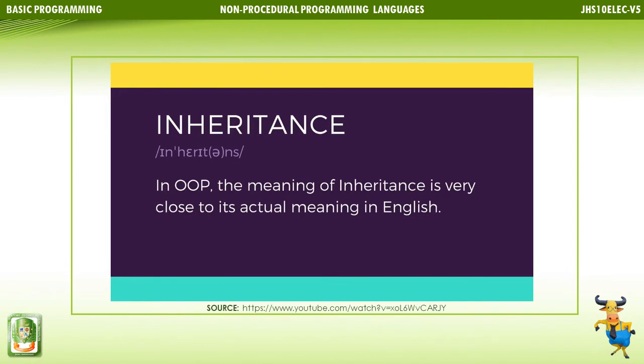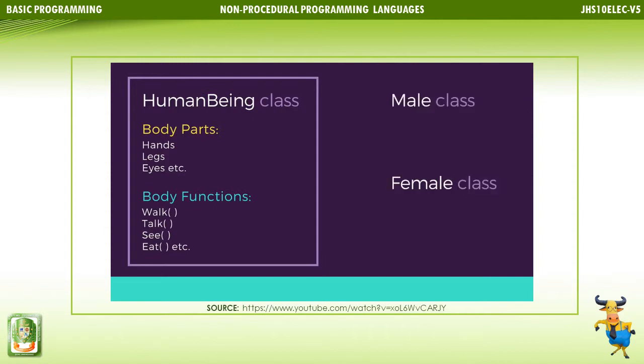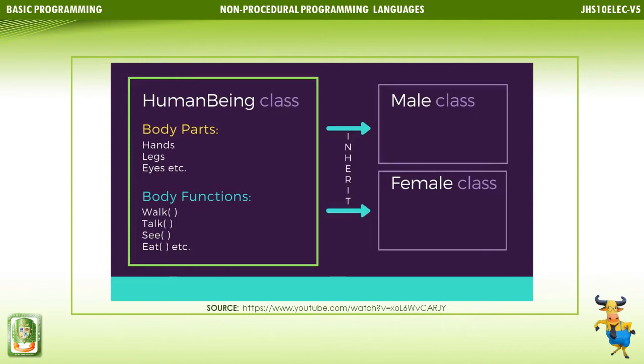Next is inheritance. Considering human being a class which has properties like hands, legs, eyes, etc., and functions like walk, talk, eat, see, etc., male and female are also classes, but most of the properties and functions are included already in the human being class. Hence, they can inherit everything from the class human being using the concept of inheritance. So when we say a male and a female both inherit the class human being, we mean that as they have some common features which we have already implemented in the human being class, hence we do not have to implement them again in the male and female classes. They can simply inherit them from the class human being. So that is the concept of inheritance.